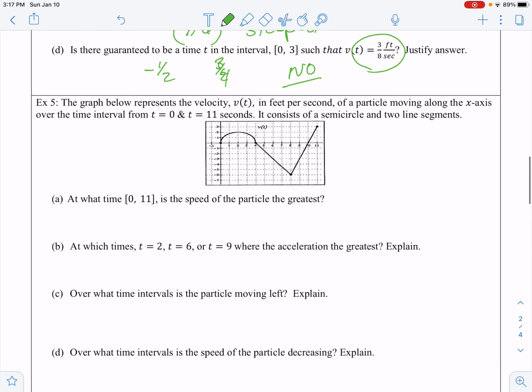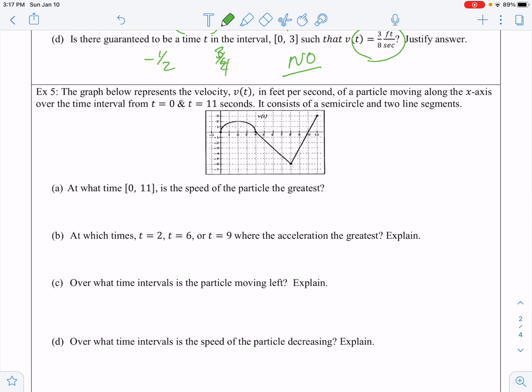What can we say? All right, the graph below represents velocity, okay? It has a semicircle and 2 line segments. At what time is the speed the greatest? So you're looking for the distance away from the x-axis. So the furthest away is at x equals 8. Okay? Times 2, 6, and 9, where is the acceleration the greatest? At 2, it's right here. Your acceleration is 0. Oh, let me redo that. A of 2 is equal to 0.